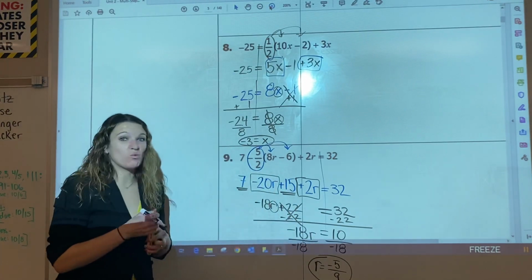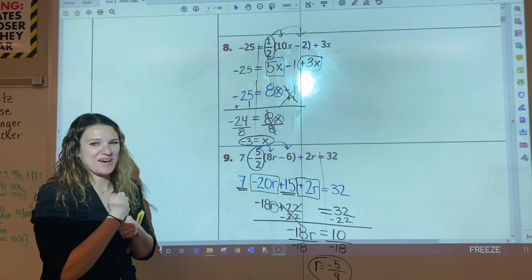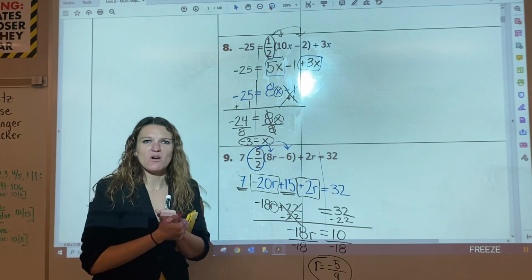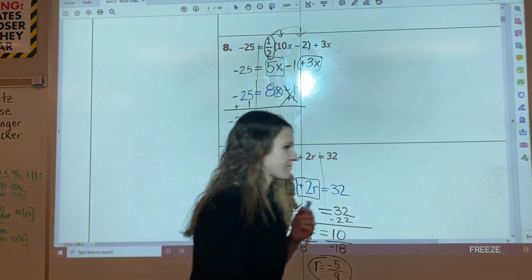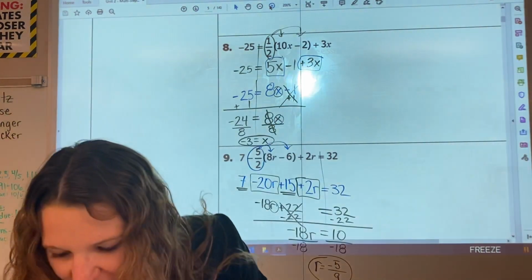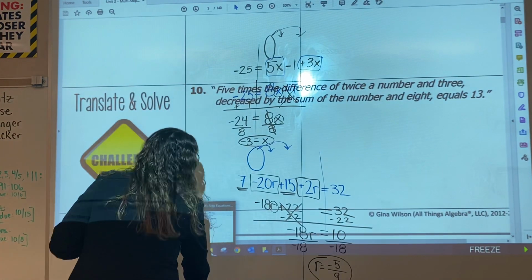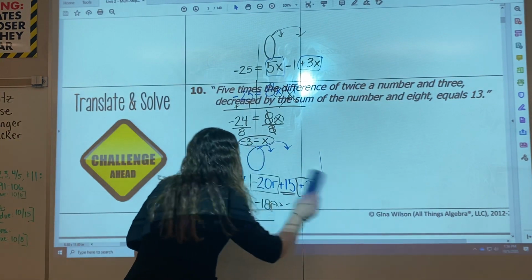All right, we've got one more challenge problem at the bottom. Let me scroll up and we'll see how to do that one. Go ahead and read it yourself right now as I scroll it. Let's see what we have here. There's a little bit of that translating, keywords and phrases.